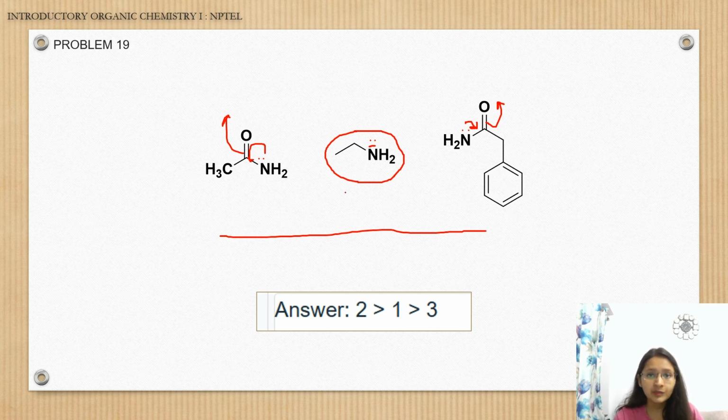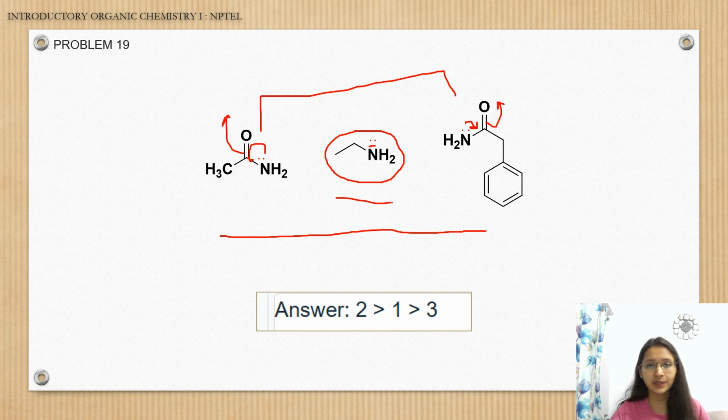Now you have to look at first and third, which would be more basic. Comparing these two will give you the answer. So this for sure is the highest basicity. Now in 1 and 3 you have to compare. In the first, the group attached here is the methyl. In the third, the group attached here is the phenyl. So this phenyl group has a minus I effect. So it is taking electron density towards itself.